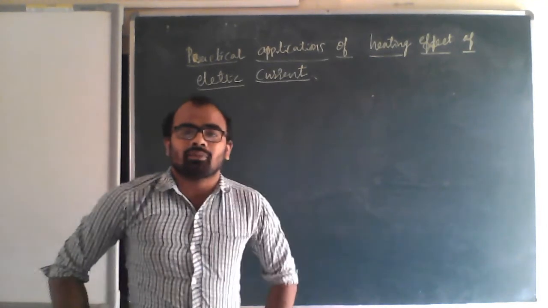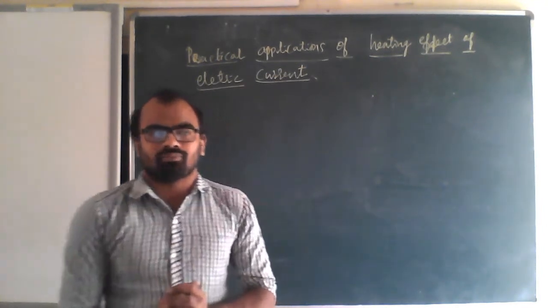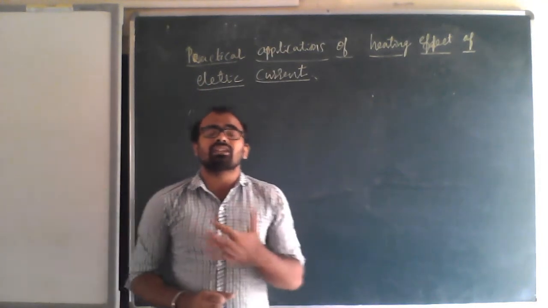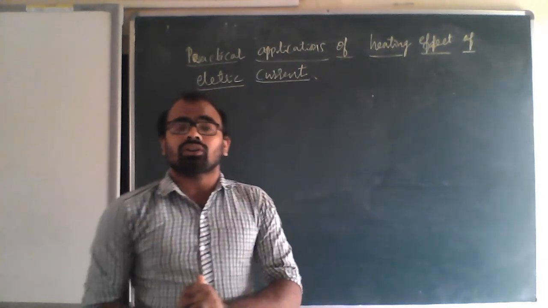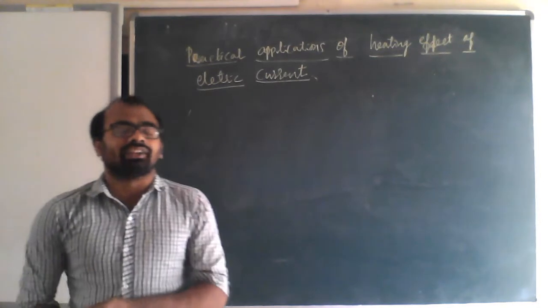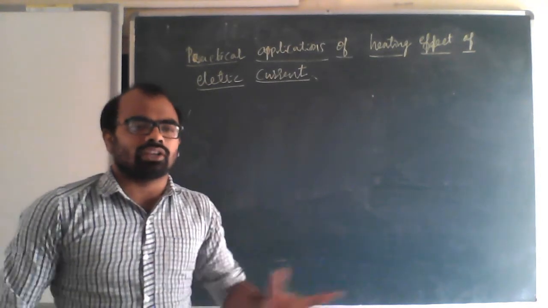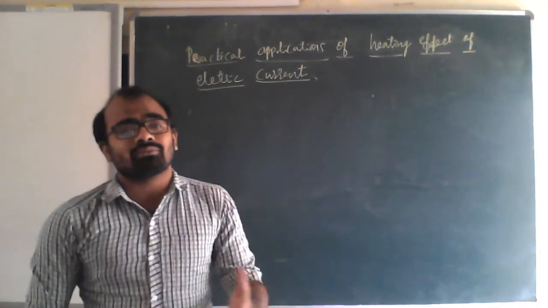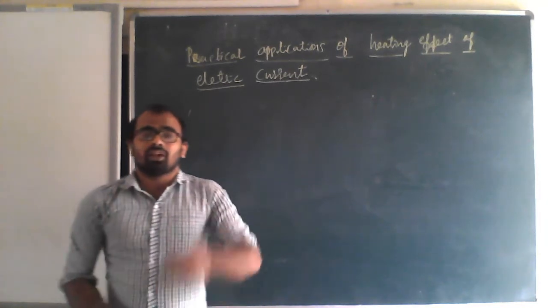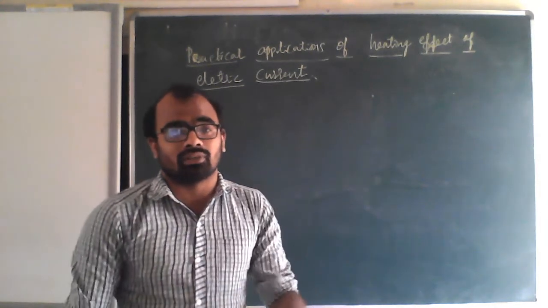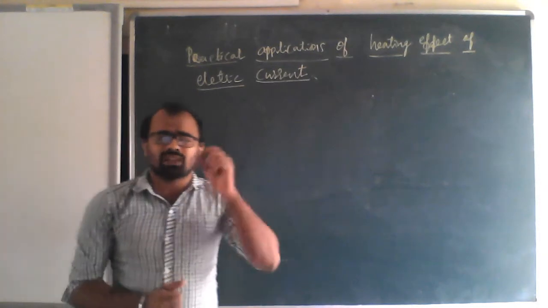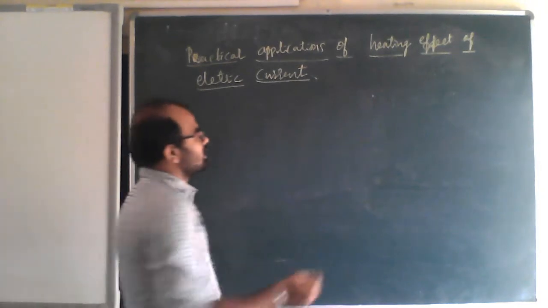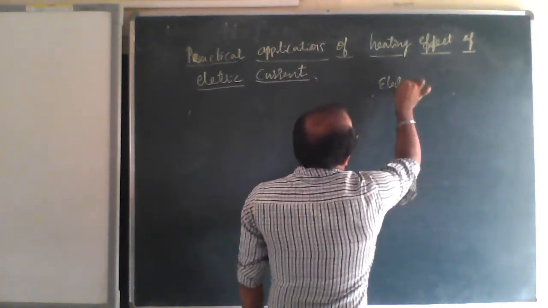What are the practical applications of the heating effect of electric current? First, remember that in the heating effect of electric current, heat is inevitable. We cannot control that heat. Sometimes all the electrical energy will be converted into heat energy, sometimes only some of it. But heating is inevitable; there must be at least a little heating. As we know, there are a lot of practical applications.